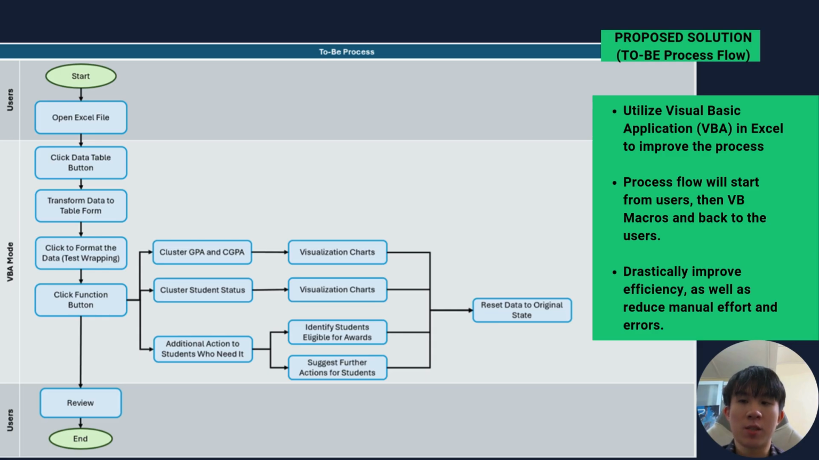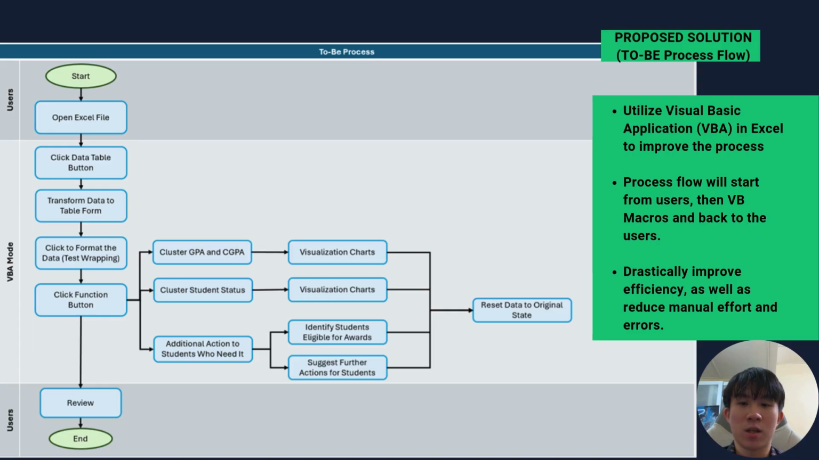To improve the AS-IS process, this is our proposed solution which transforms the existing manual workflow into a streamlined and semi-automated system. This to-be process leverages Visual Basic for Applications in Excel to improve efficiency, reduce errors, and make the entire process more scalable and effective.